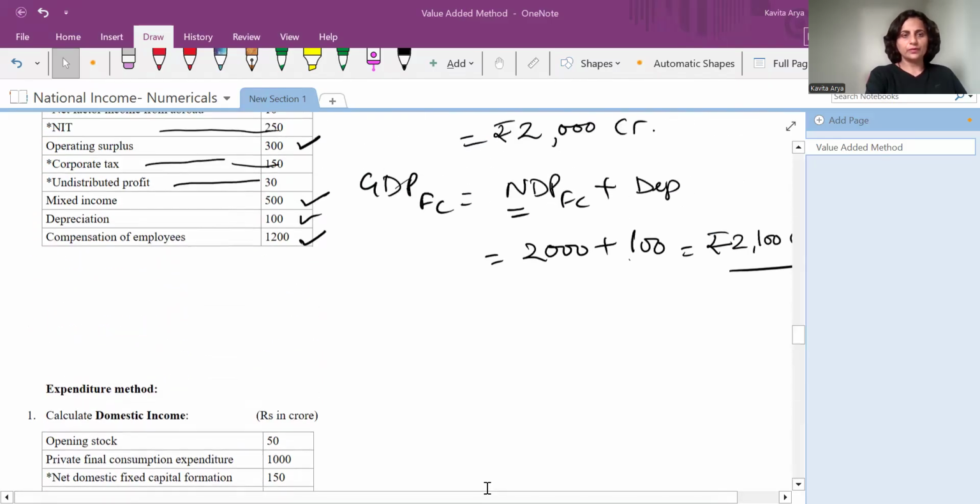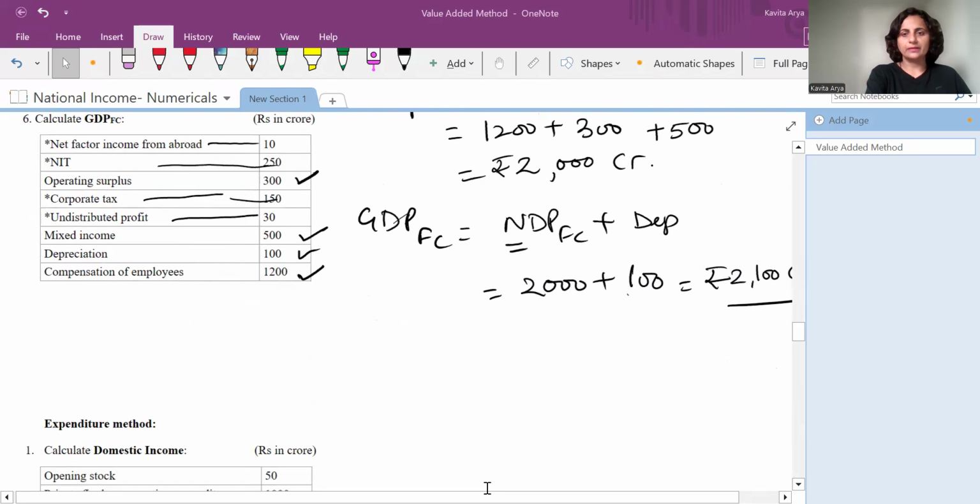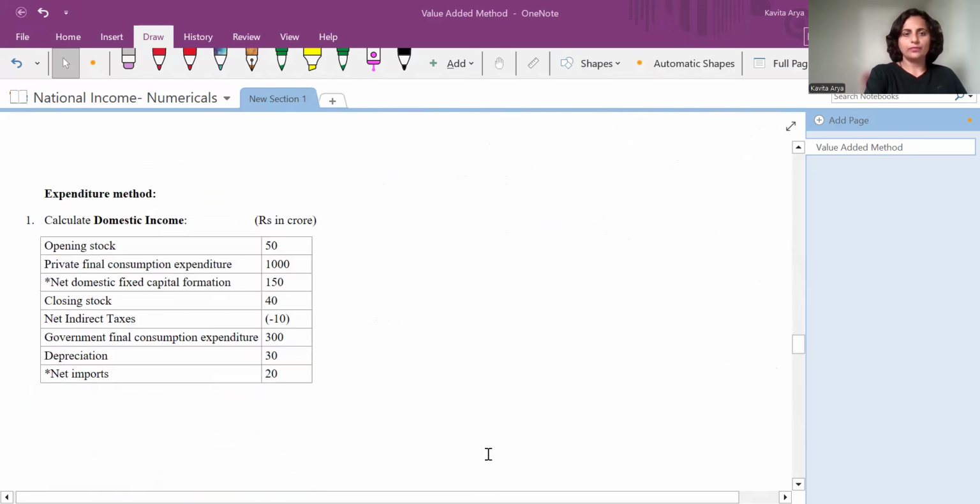So in the previous video we talked about a few numericals on the basis of value-added method and income method. So let's begin now from expenditure method.